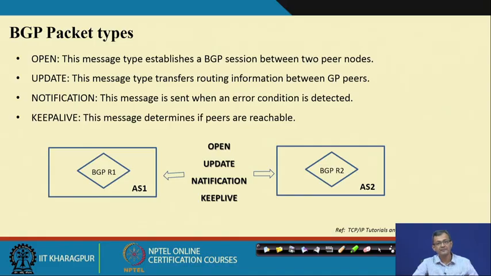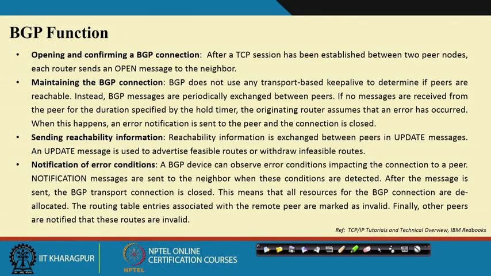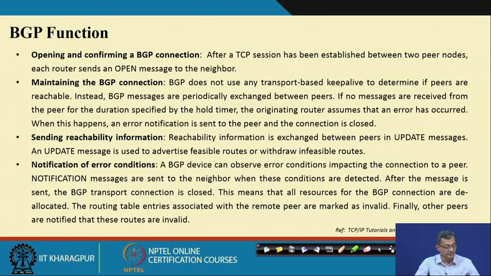Now, if we look at the different functionalities. One is opening and conferring a BGP connection. Primarily, after a TCP session has been established between the two BGP peers, each router sends an open message to its neighbor. That is the opening and conferring of the BGP connection, as we mentioned earlier, that is establishing the connection.